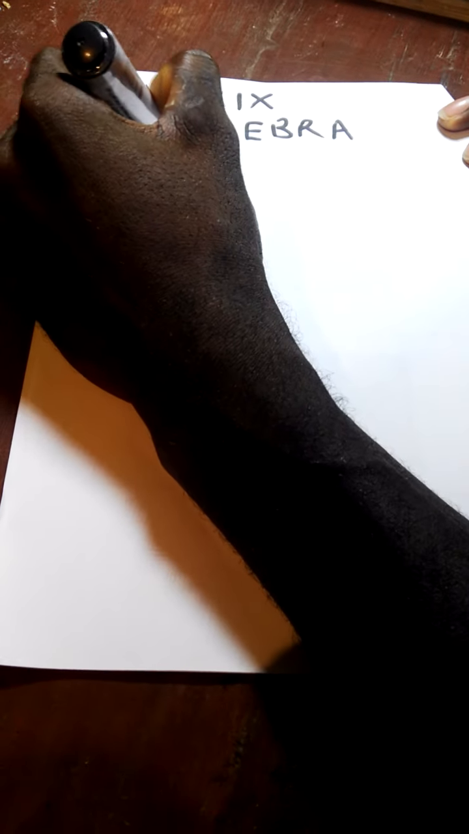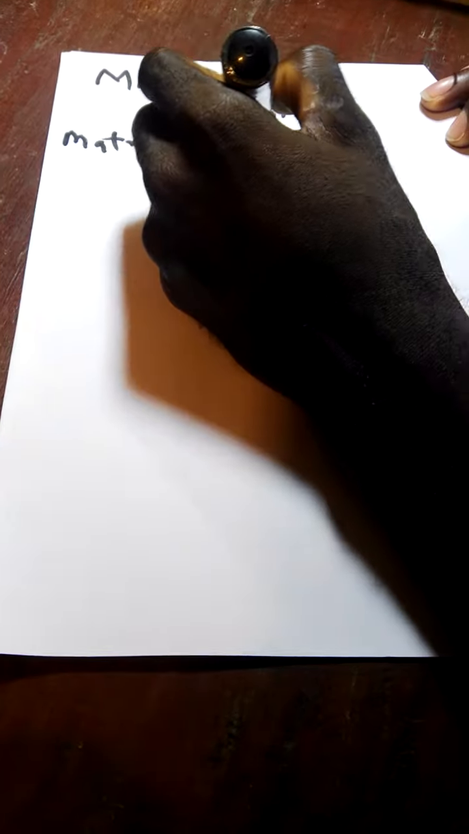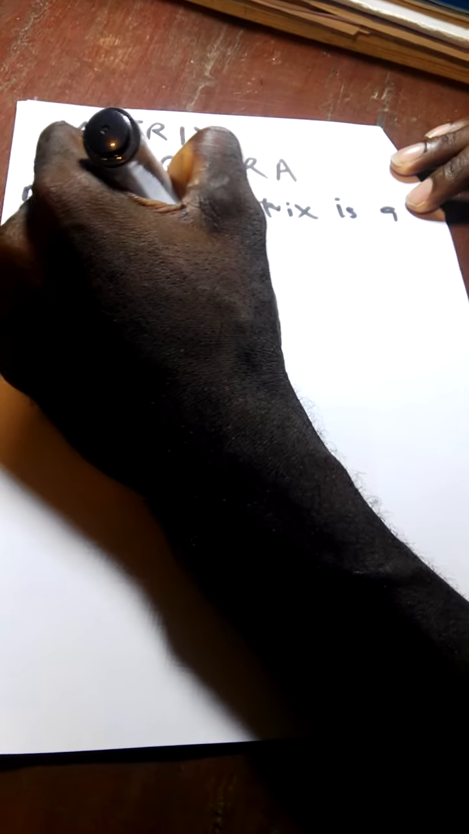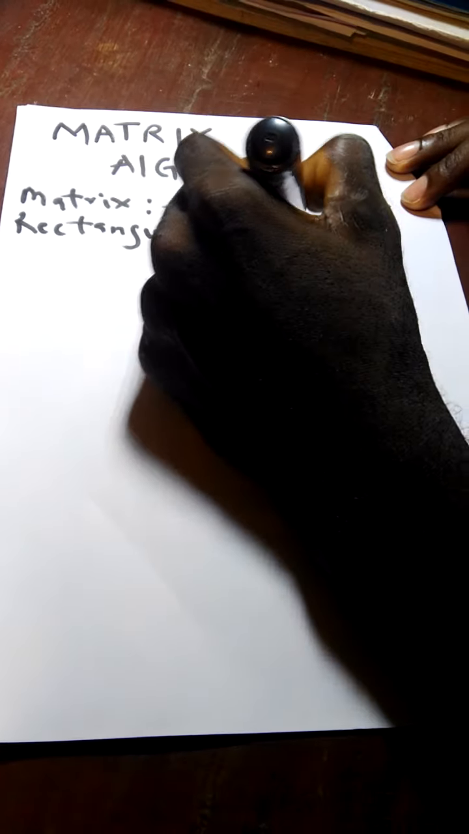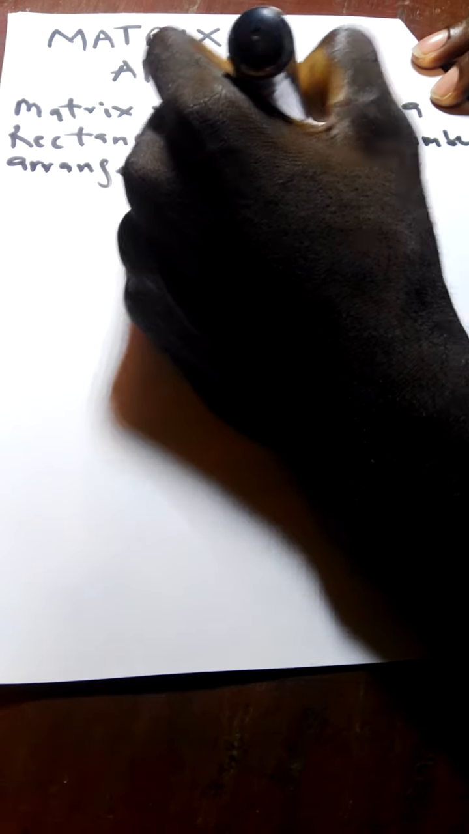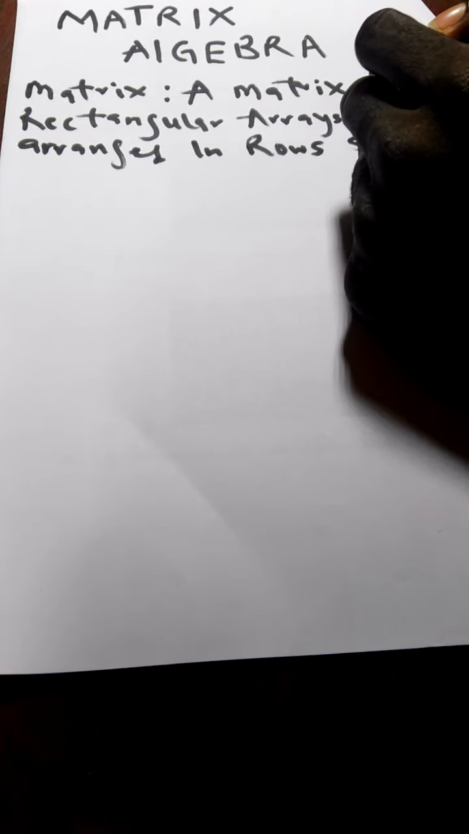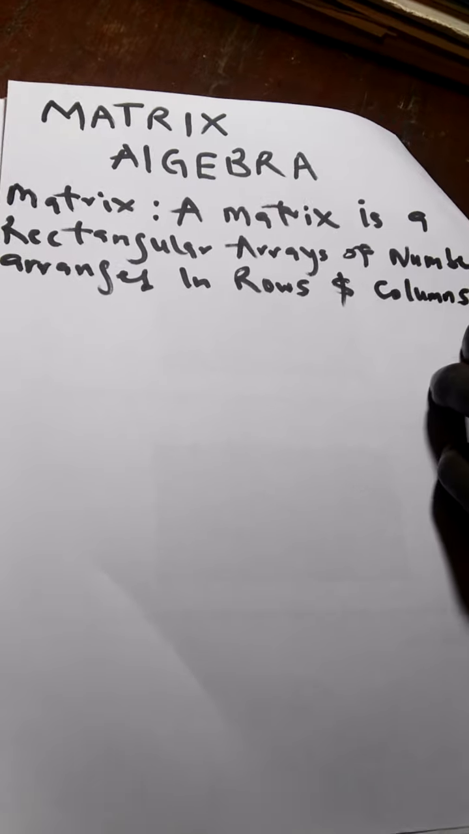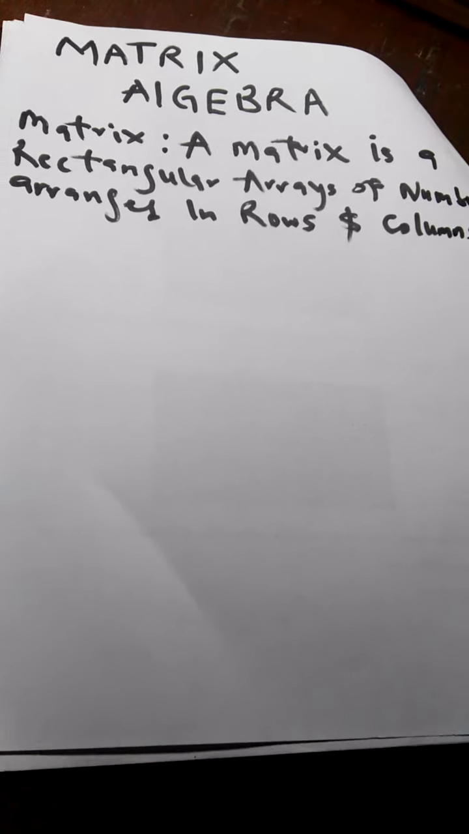What is a matrix? A matrix is a rectangular array, if you like, arrays of numbers arranged in rows and columns. Now, it says a matrix is a rectangular array of numbers arranged in rows and columns.